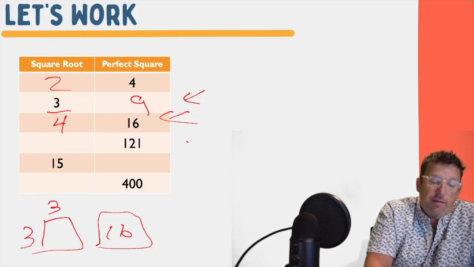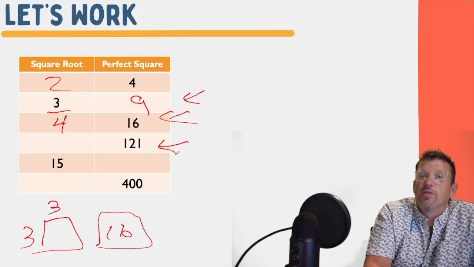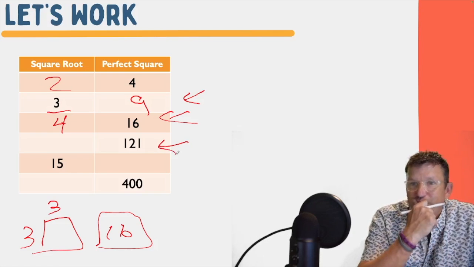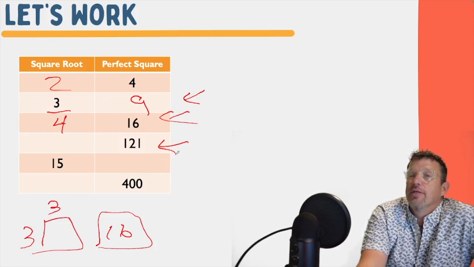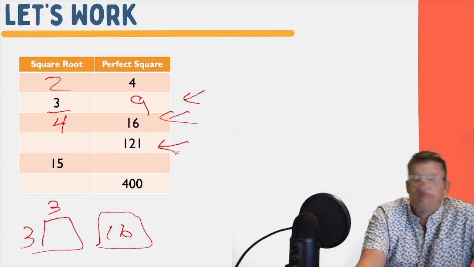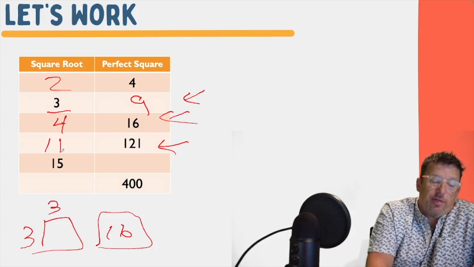What number times itself equals 121? Again, this is a times table thing, but we know all the way up to 10. 10 times 10 is 100. What's 11 times 11? Well, 11 times 11 is 121.